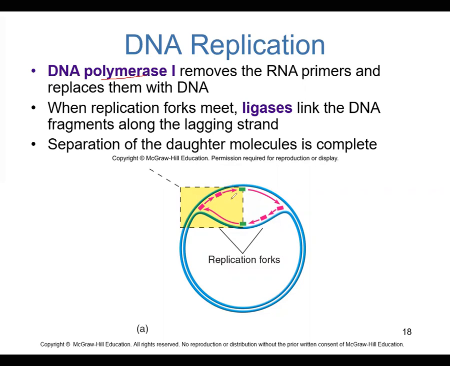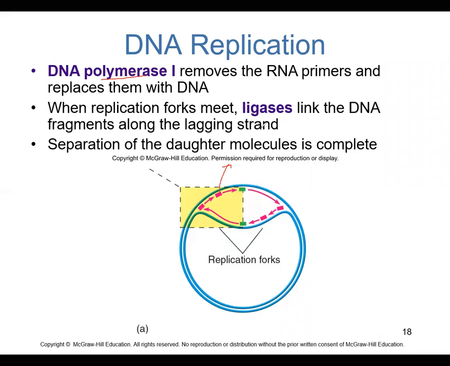Now, every time it has to start, just like here with these green primers, these dark magenta squares are also the primers. So DNA polymerase 1 will come in and remove those primers and connect the two strands together. Remove that primer, connect the next strand to it, and so forth.